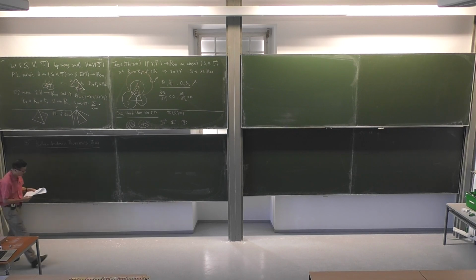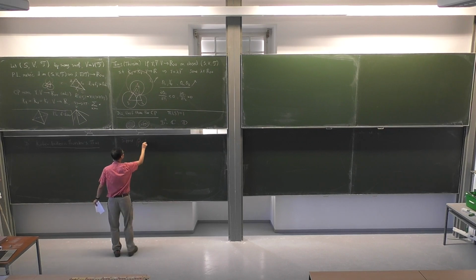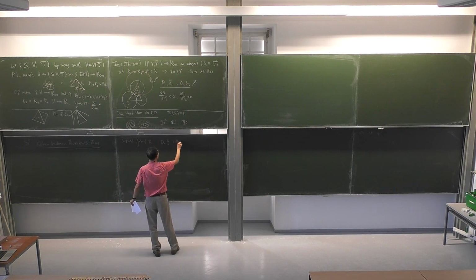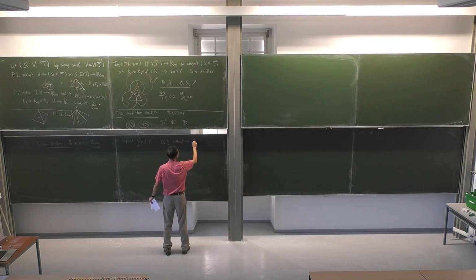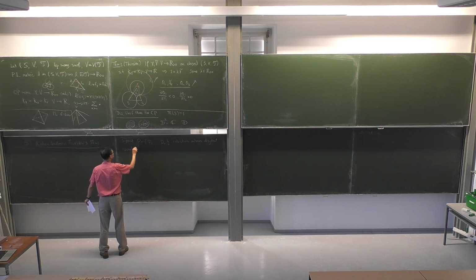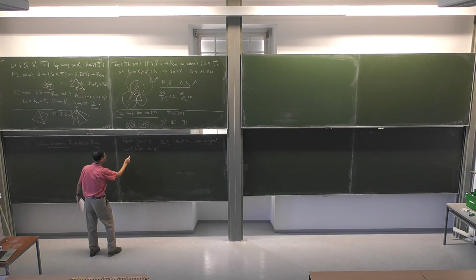Before stating it, let me introduce a few words. Suppose P, script P, is a collection of interior disjoint round disks in the complex plane. So the picture will be something like this. Maybe something like that as well.